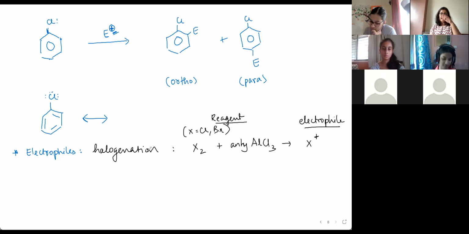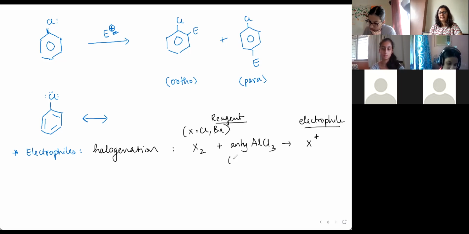So if you want to do halogenation, you want to introduce another halogen group at the ortho or para position, so you take a halogen with AlCl3. So the electrophile you end up getting is X plus. So if you take Cl2 you get Cl plus, if you take Br2 you get Br plus.